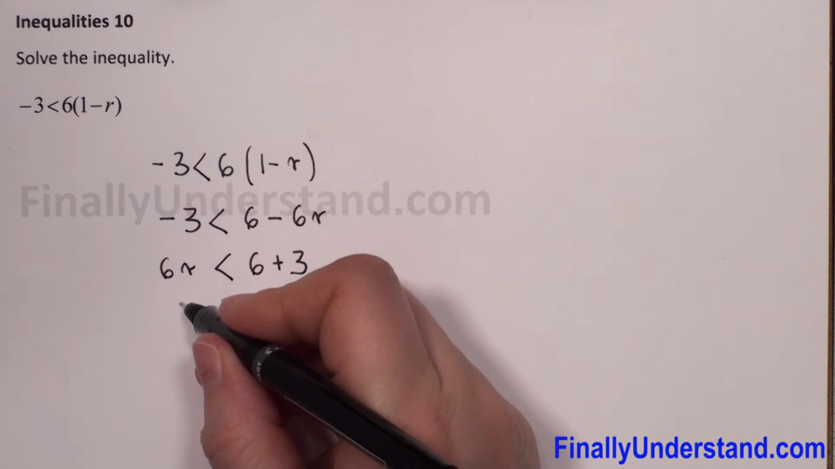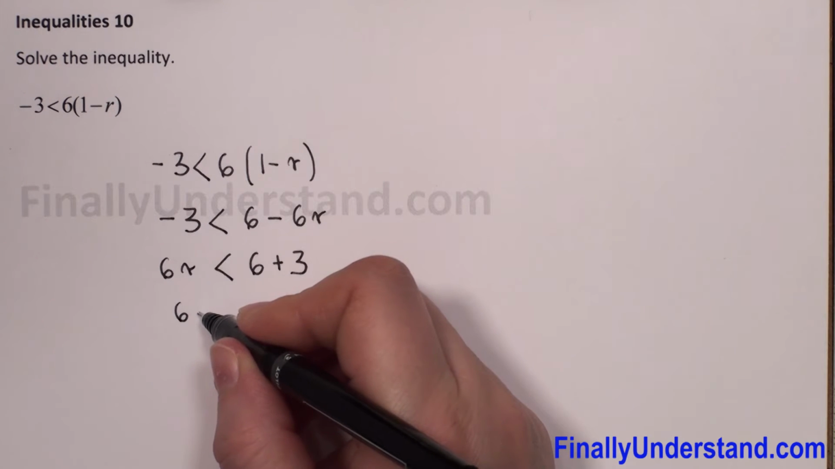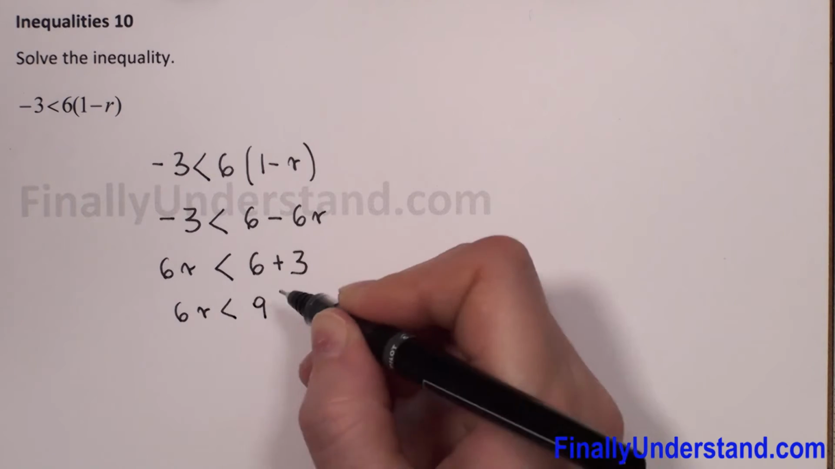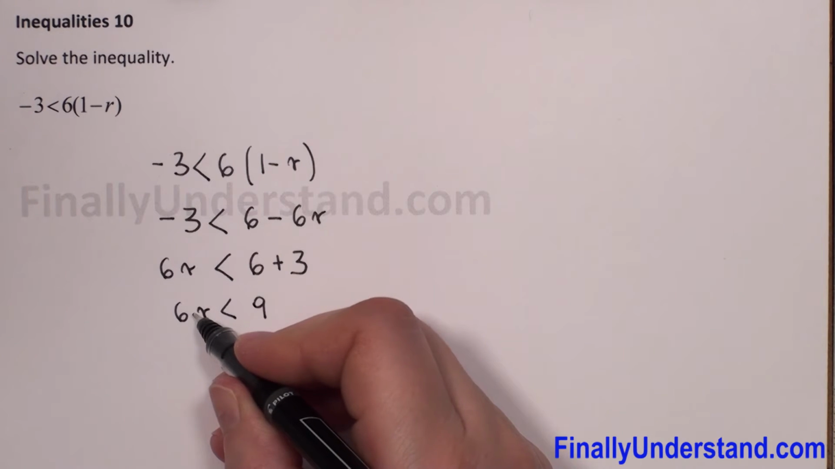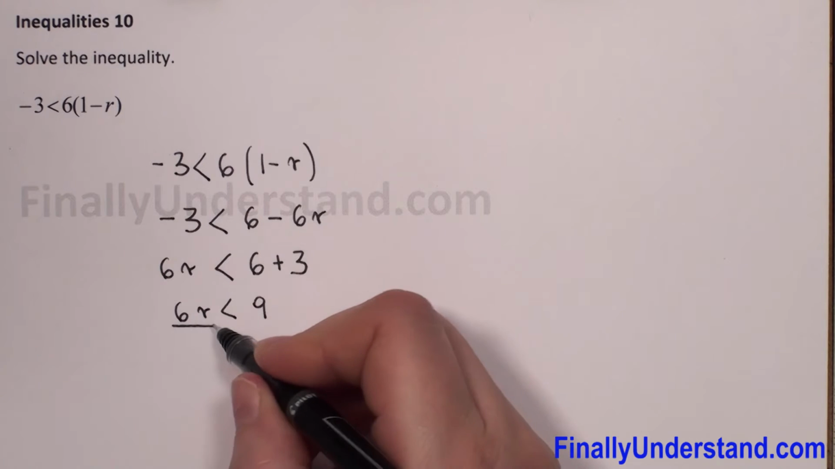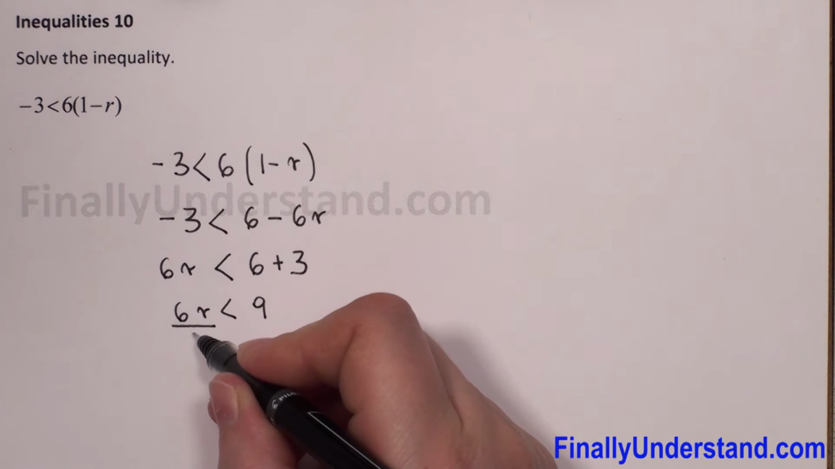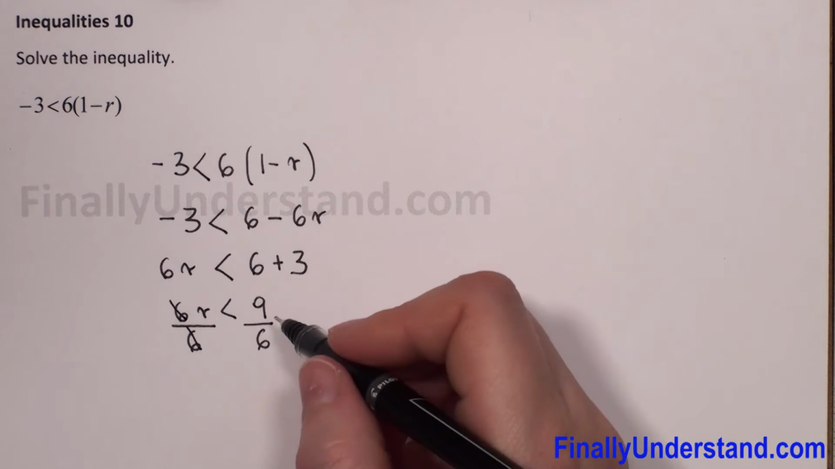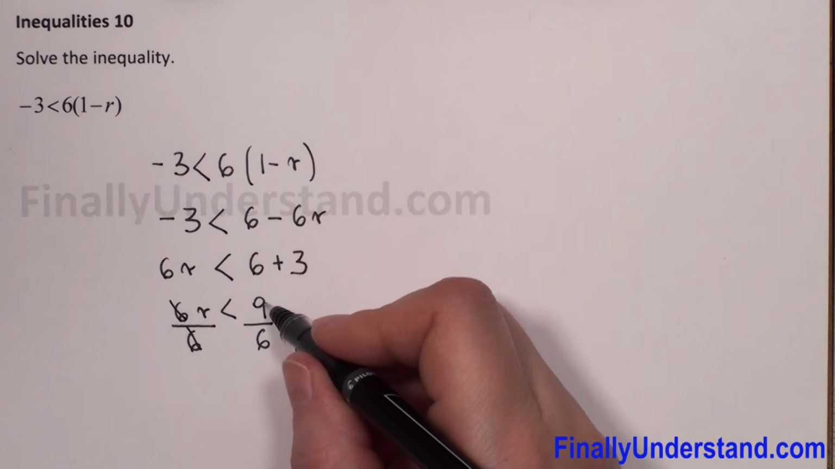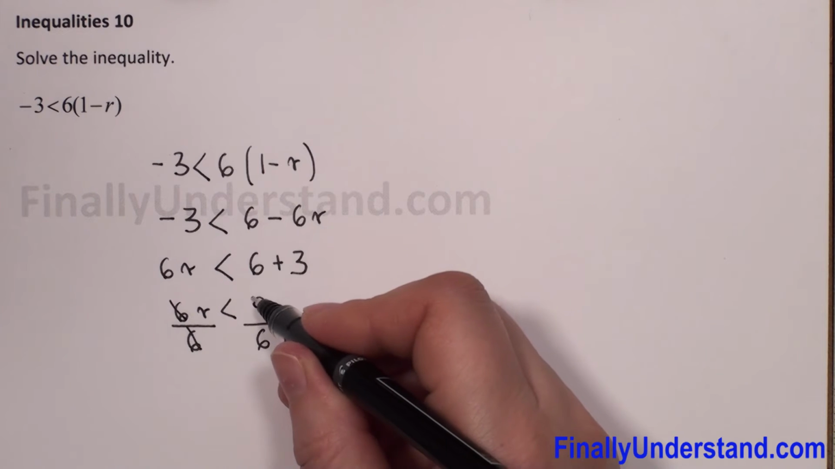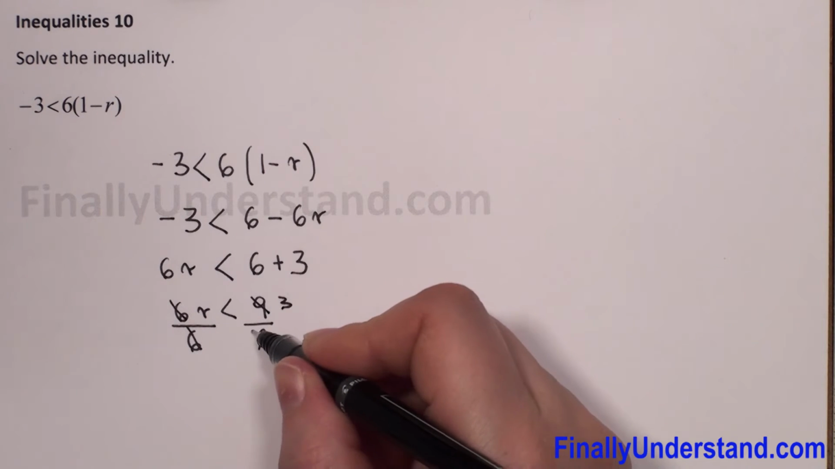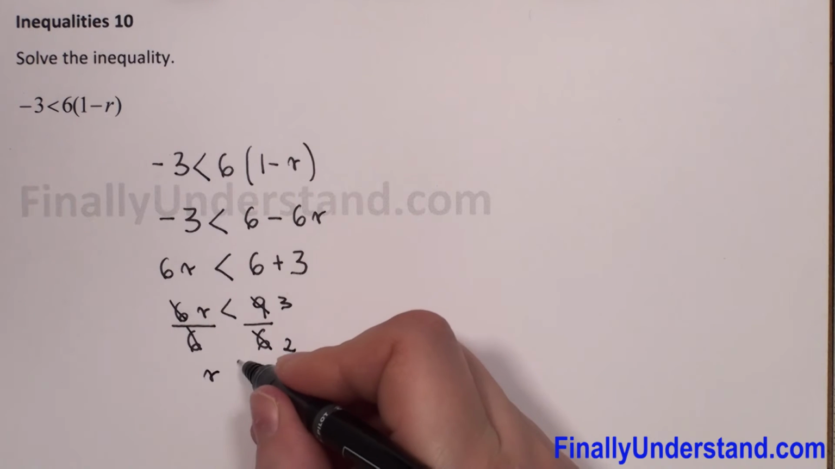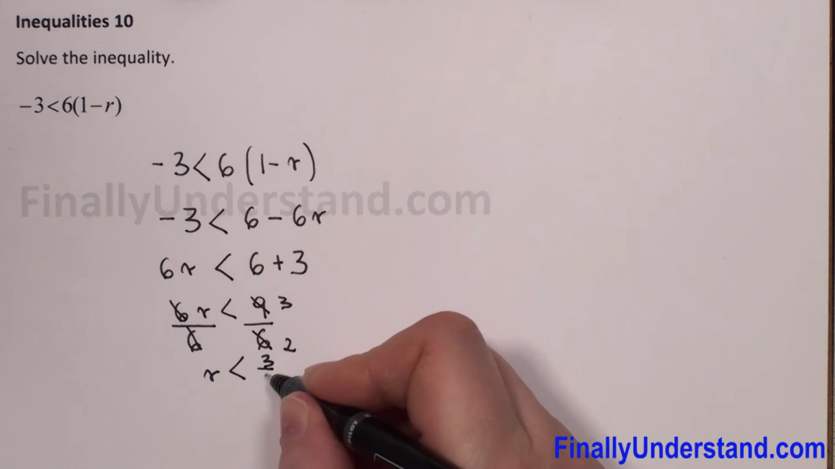Now I can copy the left side, 6r is less than 6 plus 3 is 9. Because I have multiplication here, I will divide both sides by 6. So 6 and 6 will cancel, and I can reduce 9 and 6 by 3. So 9 divided by 3 will be 3, and 6 divided by 3 will be 2. So I have r is less than 3 over 2.